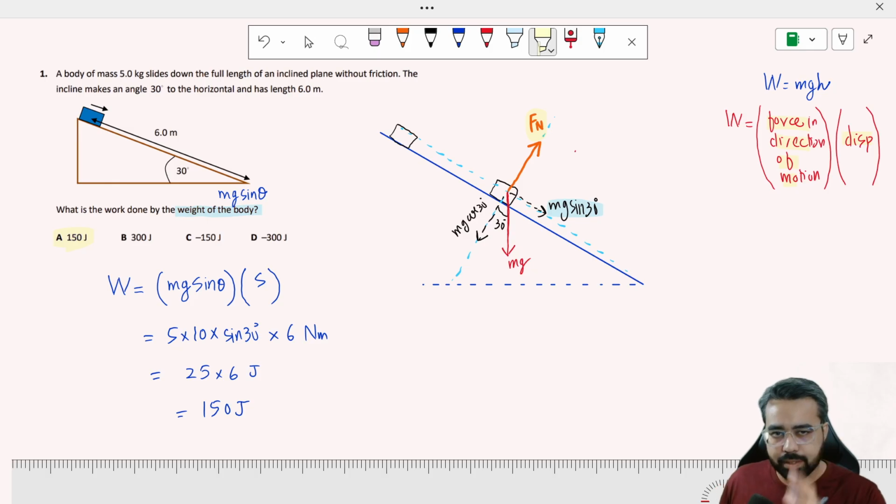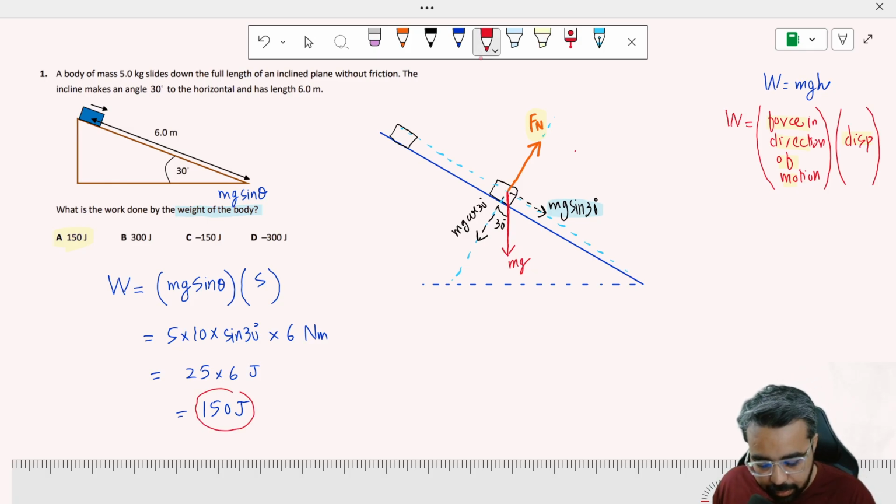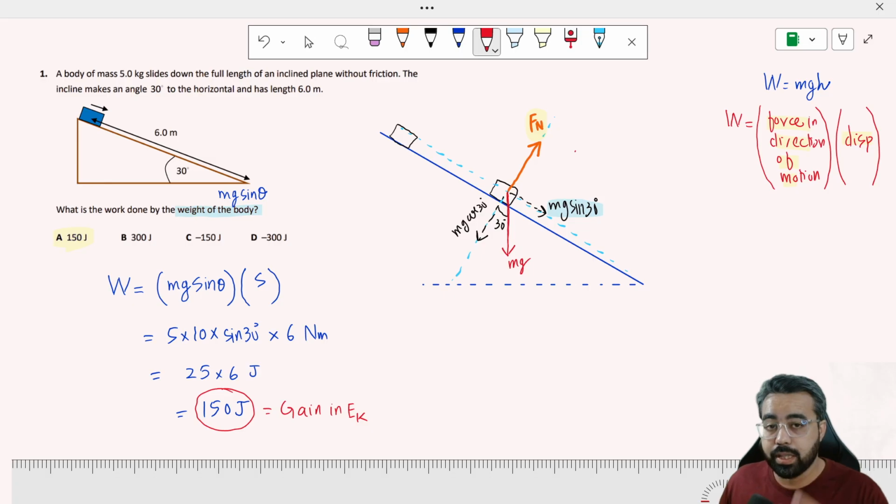All right, and let's assume there is friction also, then this work will decrease. How much will the work decrease? In that case, you have to find the work done by friction, which will be a negative work, and then subtract it from this one. Of course some energy will be lost, and the work done that we have calculated will appear in the form of gain in kinetic energy and loss in potential energy. So I hope you understand.